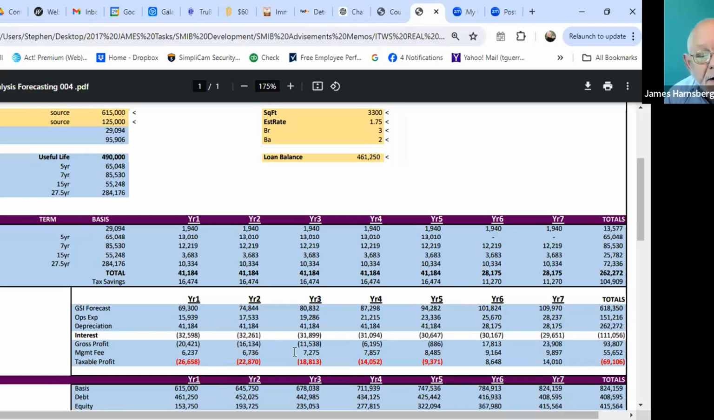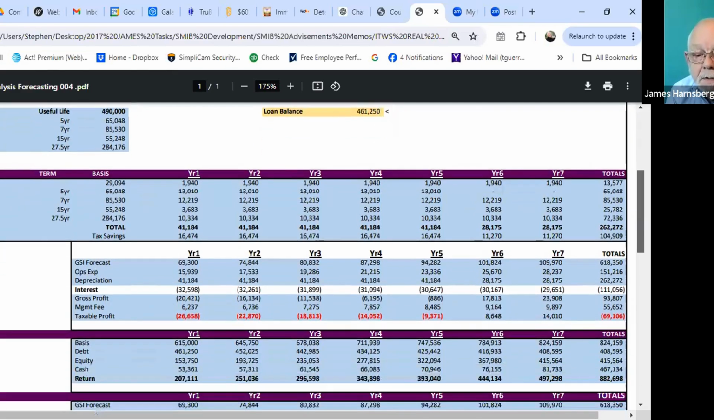At the end of the 7 years, I've only had $93,807 in gross profit, but because I took a management fee with my management conduit corporation, I actually have a $69,106 tax loss over 7 years. I still have the money, but I don't have any taxable money. I have a tax loss of 70 grand over 7 years.